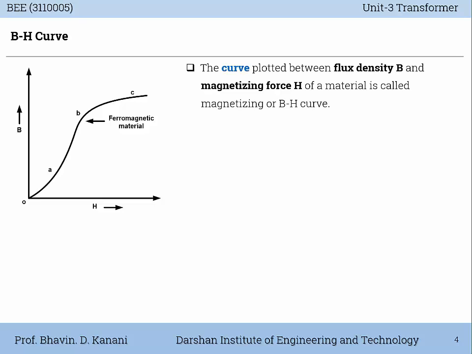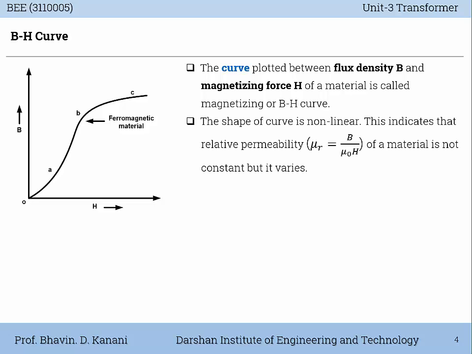The curve plotted between flux density B and magnetizing force H of a material is called the magnetizing or BH curve. The shape of the curve is nonlinear. This indicates that relative permeability mu r, which is equal to flux density B divided by absolute permeability mu naught multiplied by magnetizing force H, is not constant but varies.